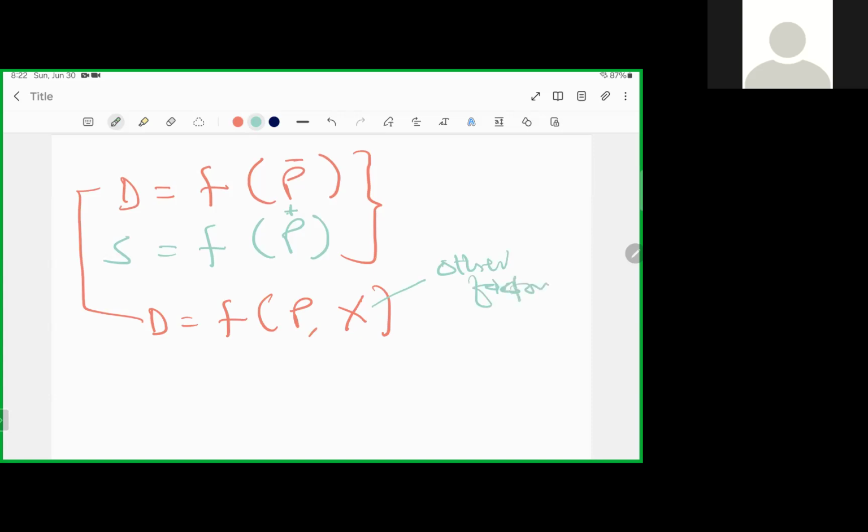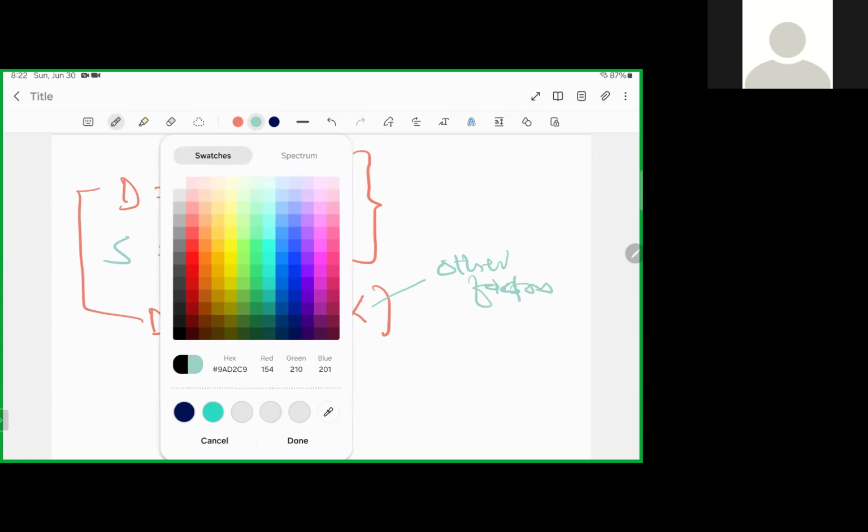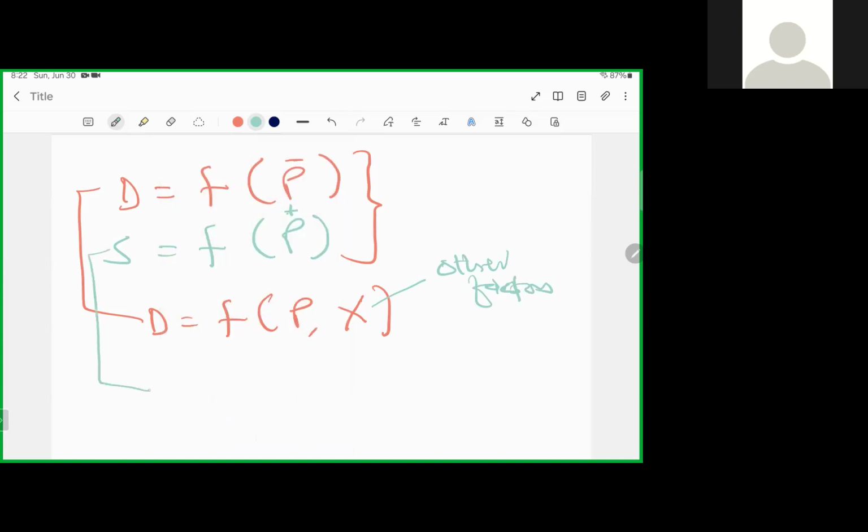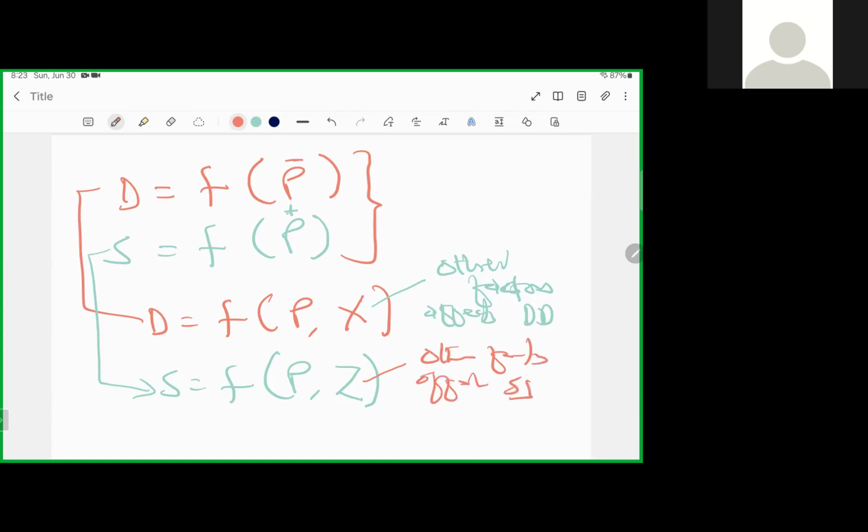In this particular case, we will also have supply, which we are looking at from price as a factor, and let's say other factors. So maybe I will use Z to differentiate it. So here, X is other factors affecting demand. And in this case, we are also looking at Z here as other factors affecting supply.